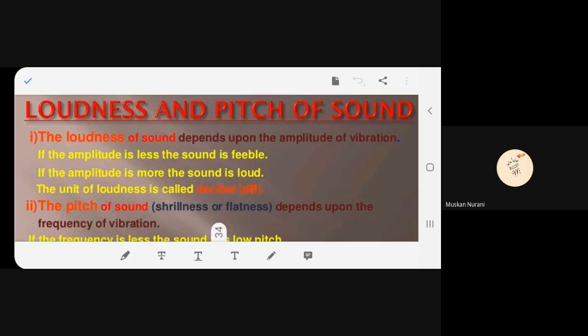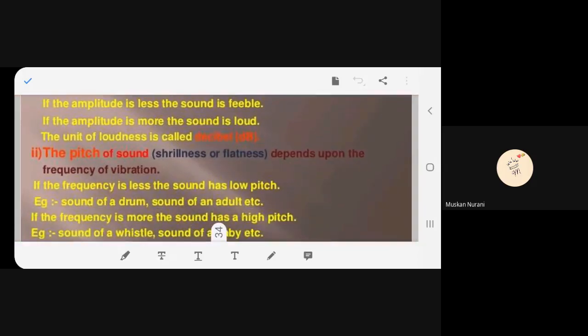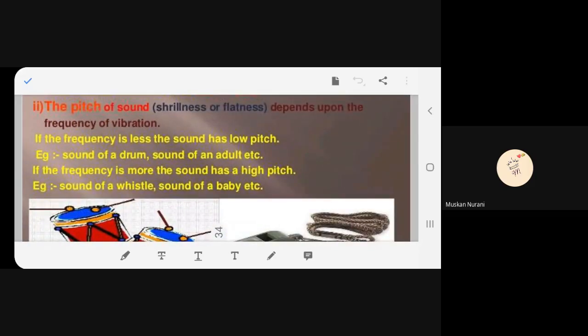Number 1. The loudness of sound depends upon the amplitude of vibration. If the amplitude is less, the sound is feeble. If the amplitude is more, the sound is loud. The unit of loudness is called decibel, dB. Number 2. The pitch of sound, shrillness or flatness, depends upon the frequency of vibration. If the frequency is less, the sound has low pitch, for example, sound of a drum, sound of an adult. If the frequency is more, the sound has a high pitch, for example, sound of a whistle, sound of a baby.